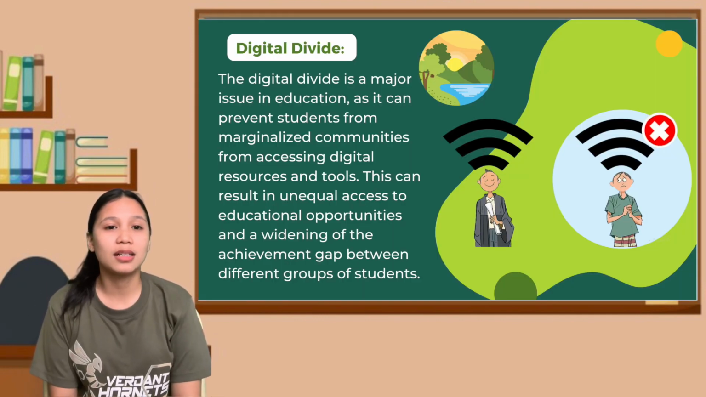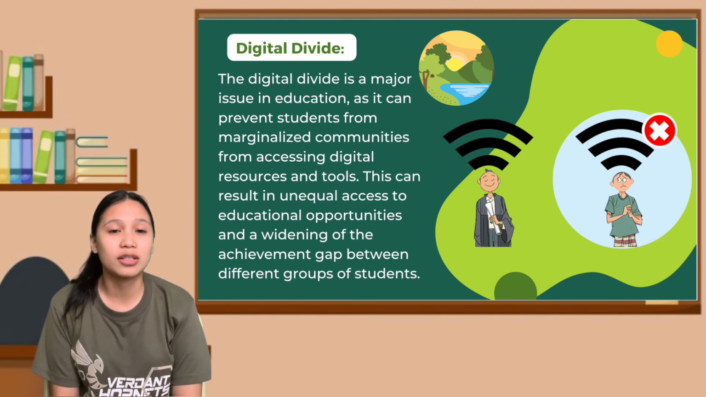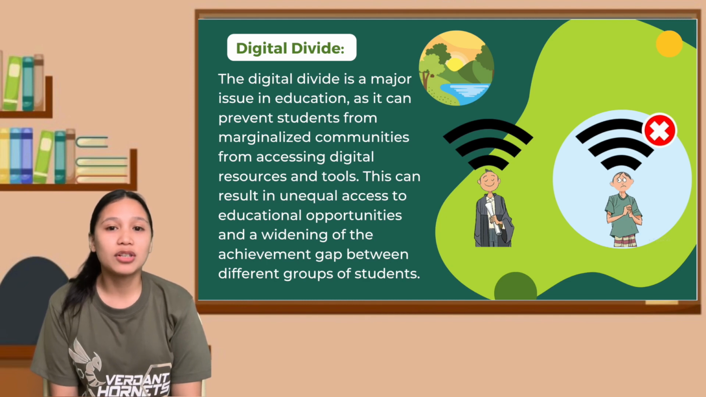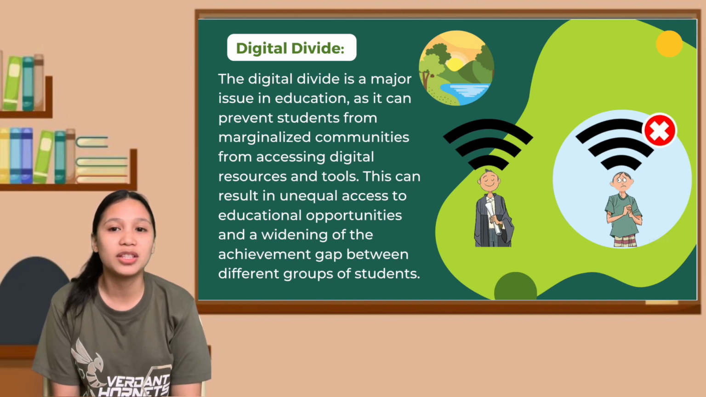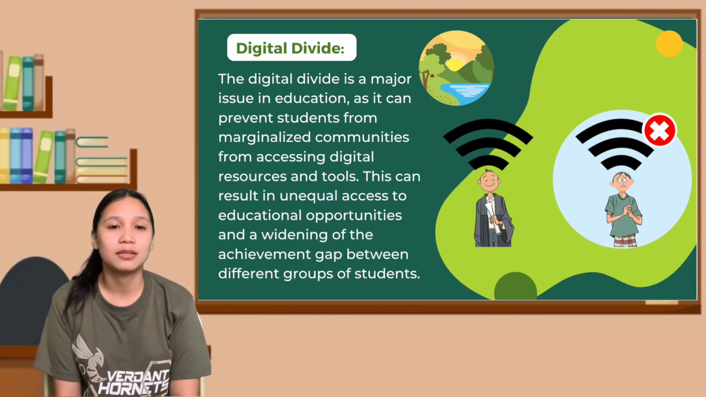Next is the digital divide. The digital divide is a major issue in education, as it can prevent students from marginalized communities from accessing digital resources and tools. This can result in unequal access to educational opportunities and a widening of the achievement gap between different groups of students.